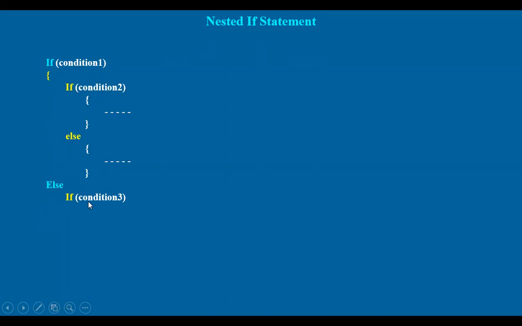So it comes here, and condition 3 is tested, and if this is true, it executes here. Else, it executes something else. So this is the outer loop, the outer cover, right? Within this, you have another set of if else here. Inside this else, you have another set of if else. Like this, you can have nested if statements.